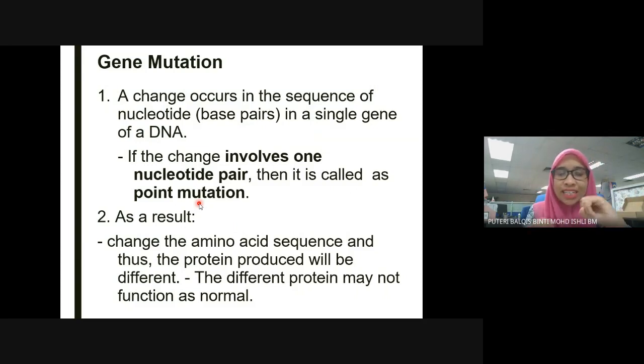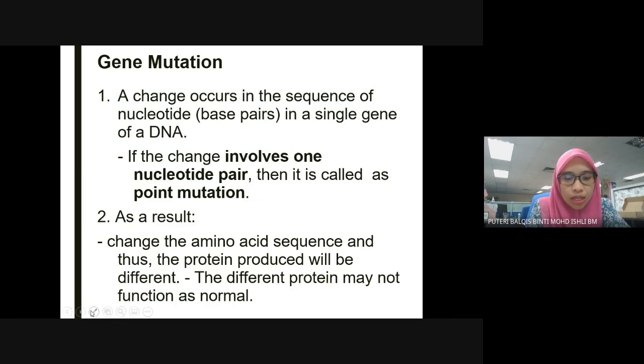Okay, a change occurs in the sequence of nucleotides. So, kalau dia berlaku perubahan dekat satu nucleotide yang panjang, kalau dia berlaku dekat satu tempat saja, kita panggil sebagai point mutation. Okay, point mutation. As a result, change the amino acid akan tukar dia punya protein. So, protein may not function as normal.